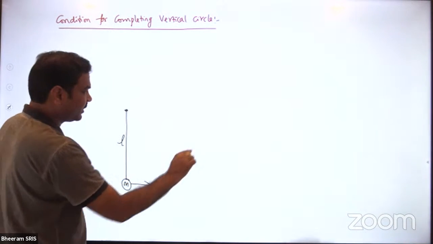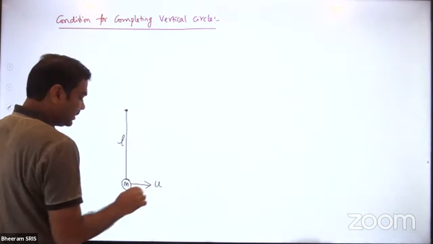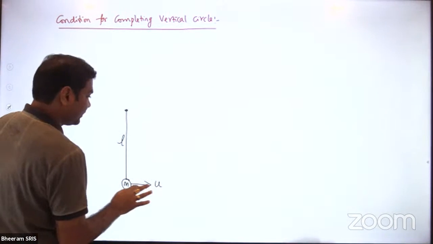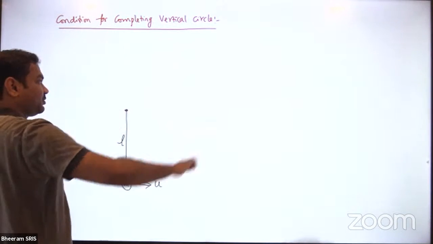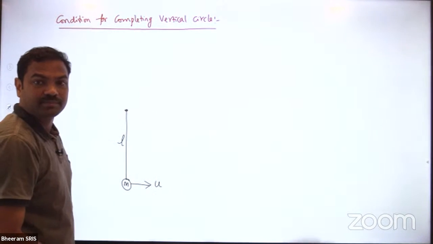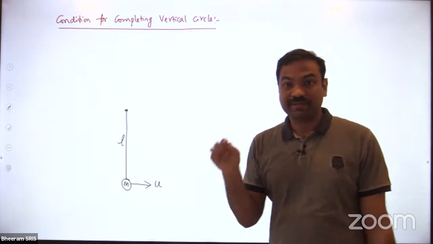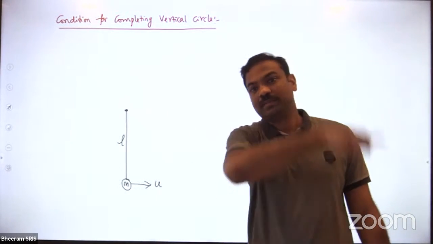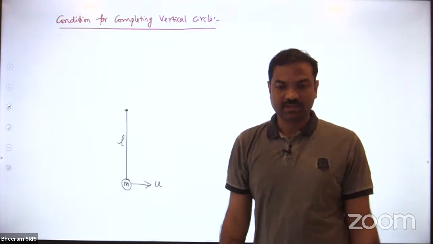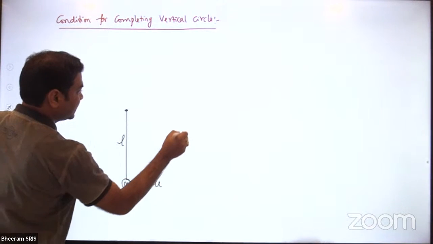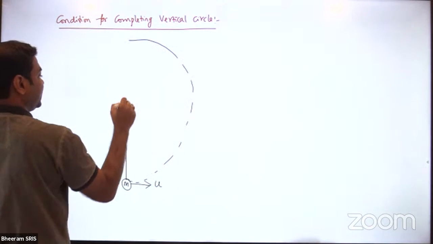If the u value is a little more, it will go to some place and leave the circular path. But what does the condition for completing the vertical circle mean? It has to rotate in a complete circle. Whatever I showed previously, when you hit the pendulum, it will complete the vertical circle. So for completing the vertical circle, the bob has to go in this way.